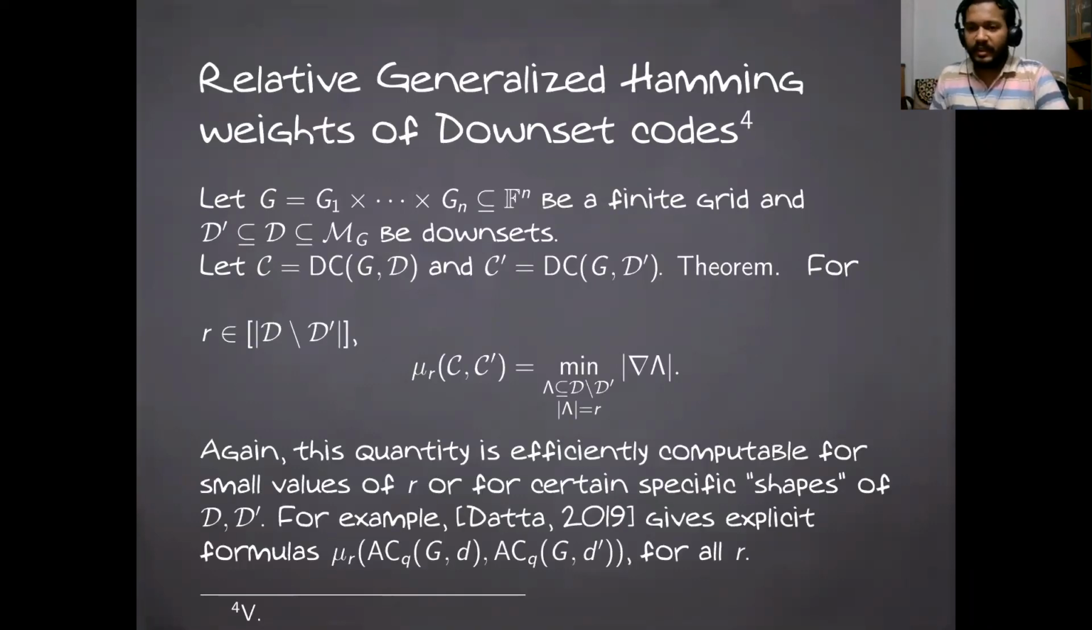And again, this is not efficiently computable all the time. For small values of R, which is constant with respect to the dimension, or for specific shapes, for example grids, triangles and all, you can get formulas, and therefore these quantities are also computable efficiently. So again, for example, in Datta's paper 2019, you get explicit formulas for the affine Cartesian code pairs. But in general, for downset codes, even this characterization will not give you an efficient algorithm for larger values of R.